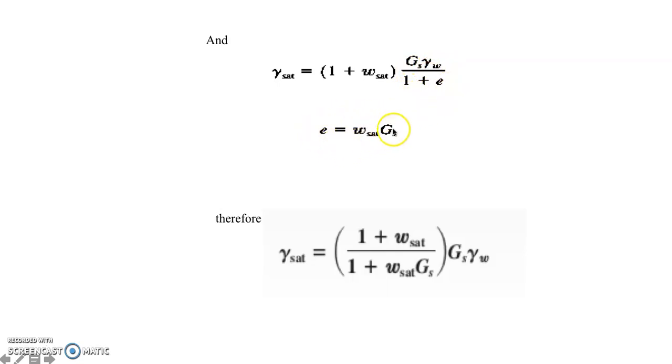So if we're going to substitute the value for our void ratio, this is the equation for the void ratio. If we have the relationship between void ratio, moisture content, and specific gravity, you're going to substitute that one into this equation. And if you simplify and manipulate this one, you're going to have this expression. So this is now our final answer. We just derived our given expression in the problem.